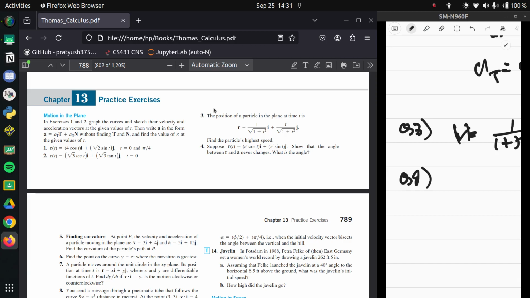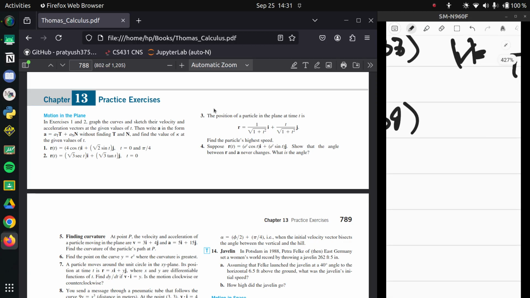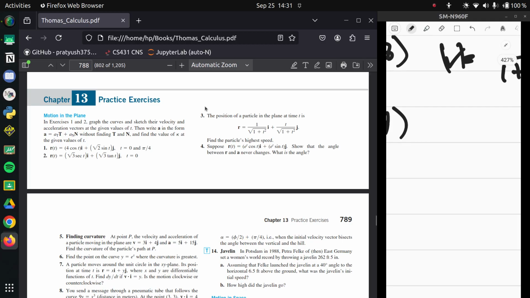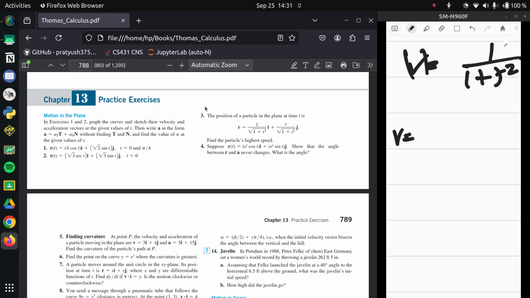Anyway, suppose r of t is equal to this, so that the angle between r and vector a never changes. What is the angle? I think I've seen this somewhere. The angle between r and a never changes. I don't know, I'm just gonna do the thing. So, v is what? So it doesn't make sense, but never mind.